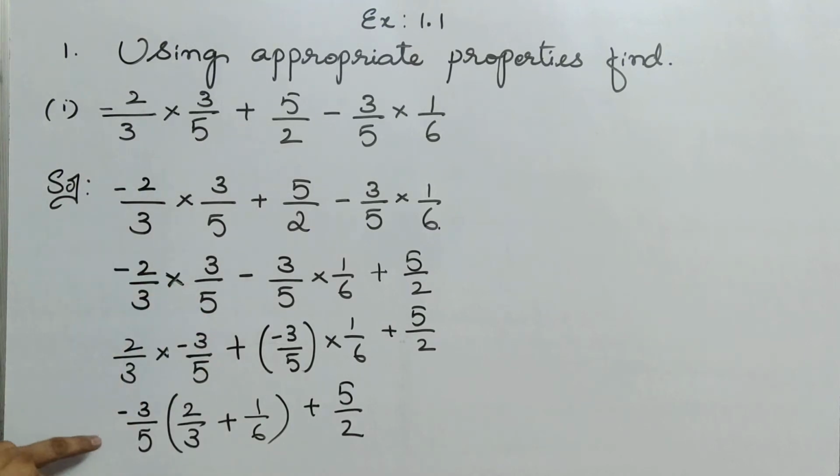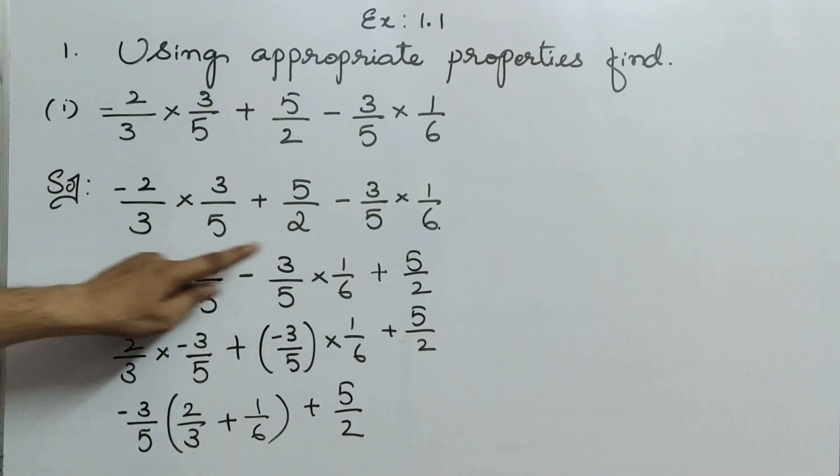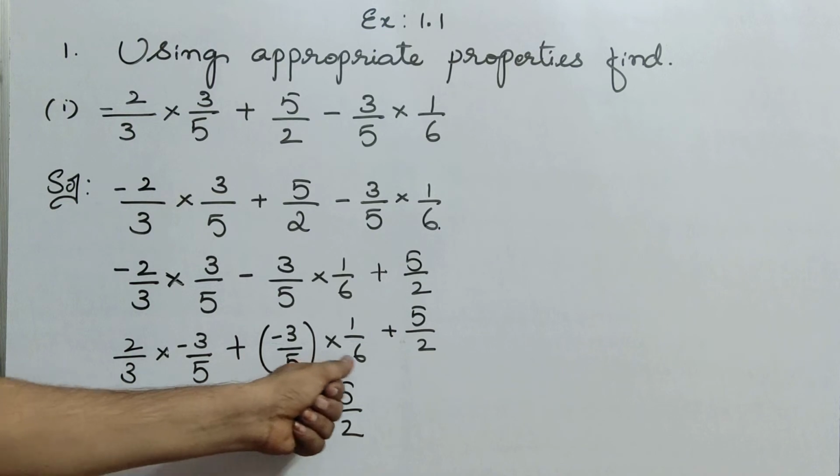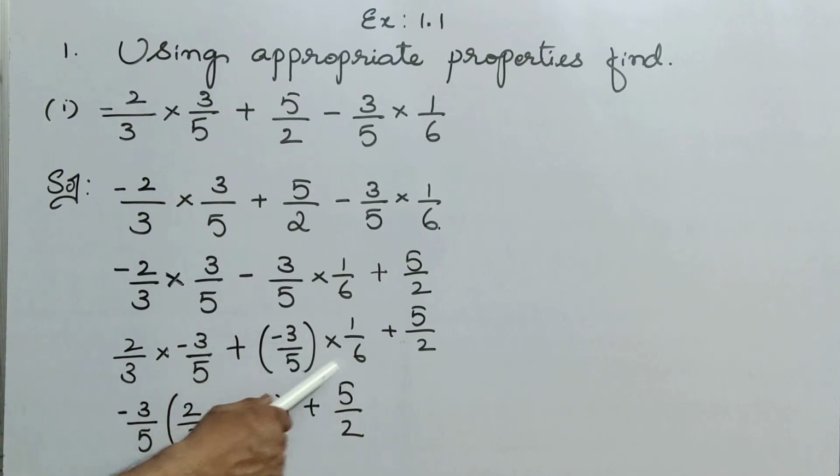Now if you clearly observe this one, A into B plus C. Which property? Distributive property. So now totally we did this using the distributive property. A into B plus C. See, A, minus 3 by 5, is A into B plus A into C. So that's why we wrote it in the form of the distributive property under addition.